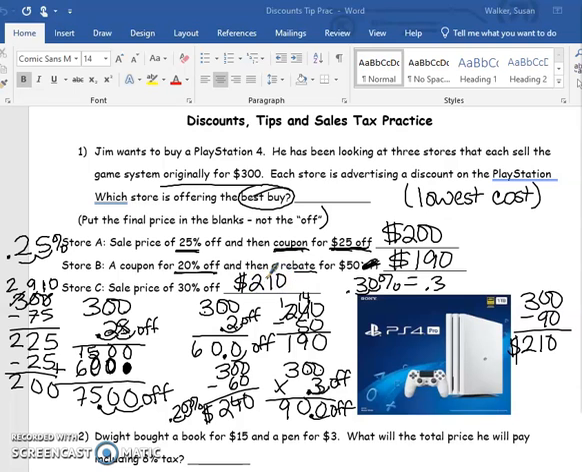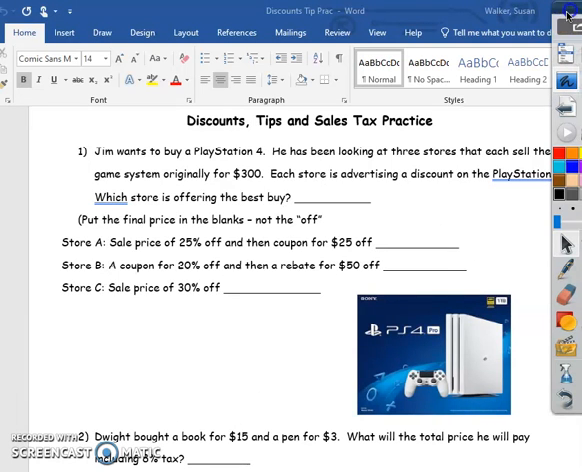Okay, so when all is said and done, store A, your final price would be 200, store B, 190, store C, 210. So the one with the best buy or the lowest price is $190. Okay, and I shouldn't have put that there. I should have said, because it says which store, so which store is store B. Just making sure I'm answering the question the way it's asked, okay? So one more time, a rebate is money back, okay?